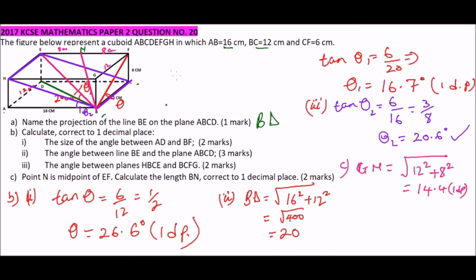Now we can get BN since we have found GN. BN is the square root of GN squared plus GB squared. So this means that BN is equal to the square root of 6 squared plus 14.4 squared, and that should give you 15.6, and this is to 1 decimal place.